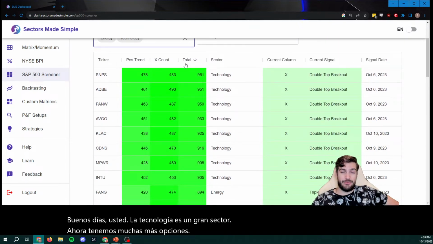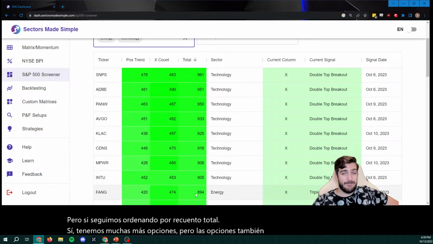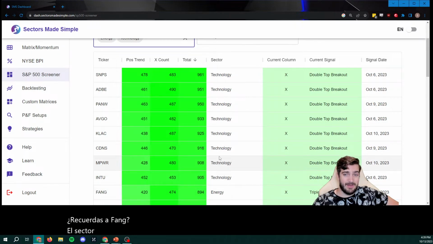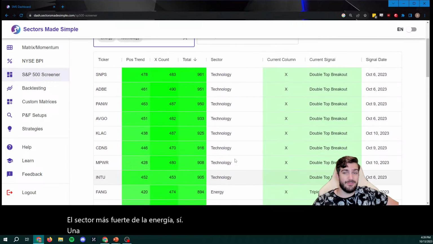But if we still sort by total count, yes, we have a lot more choices, but the choices are also a lot stronger. Remember FANG? The strongest sector in energy? Yeah. It comes in 9th once we put it up against technology companies.